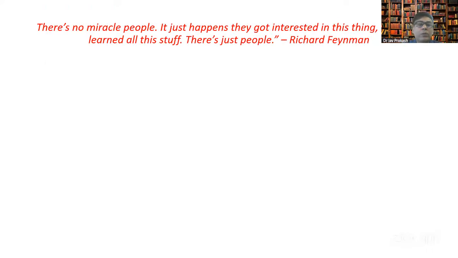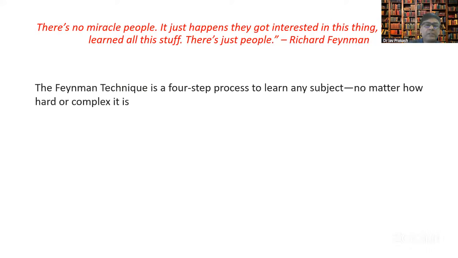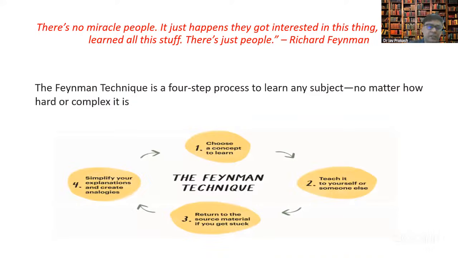So now there are no miracles, people. It just happened that they got interested in this and learned all these things. They are just people. Who said this? Richard Feynman. So if you want to build a concept, there are 4 important steps to proceed with. Suppose you are making a concept, how will you make it on the platform, how will people recognize you, how will you benefit. So there are 4 steps basically to learn any subject, no matter how complex.